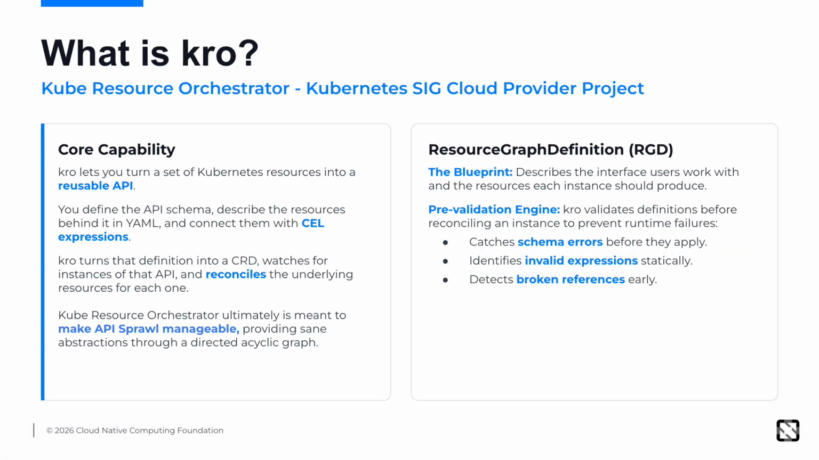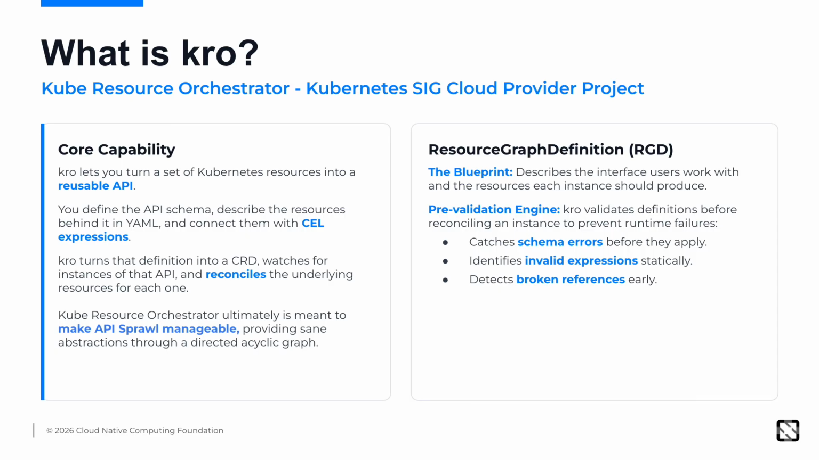What is Kro? Kro stands for Kube Resource Orchestrator, and is a Kubernetes SIG Cloud Provider project. It lets you turn any set of Kubernetes resources into a reusable API. What does this mean? This means you define one schema and you describe the many resources that you want to orchestrate together in that one schema. Then you can connect them with CEL expressions. We will get to that. We have built-in expression languages as constructs, and that makes it so that you can connect arbitrary resources together. These resources then become one single unit of work that you can orchestrate and work with in your cluster.